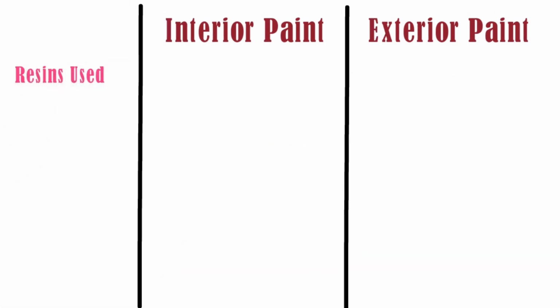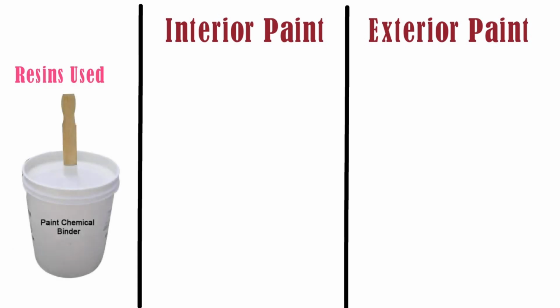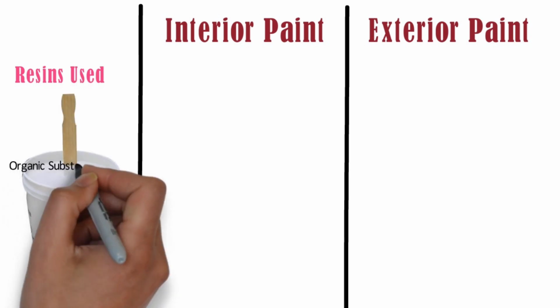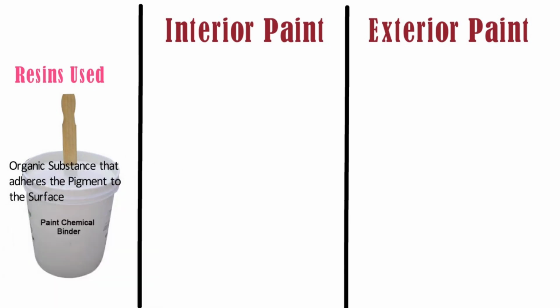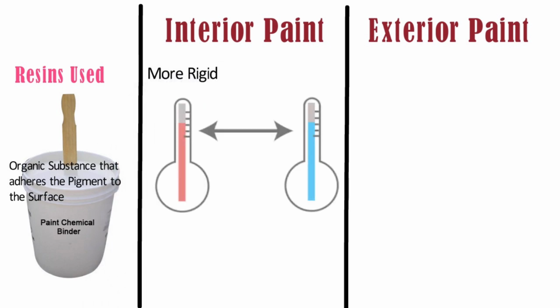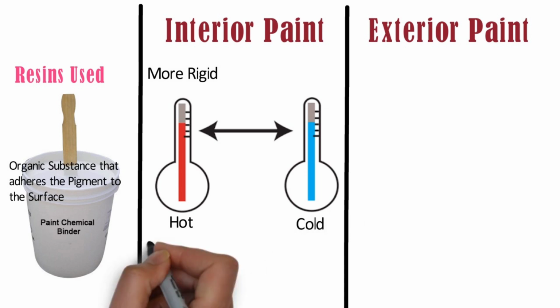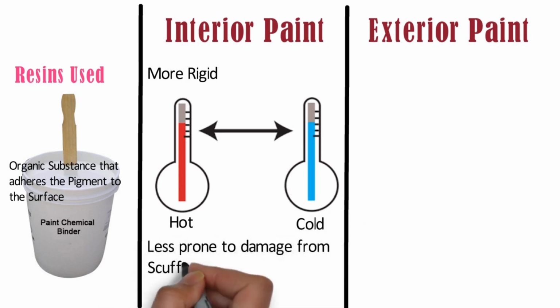Resins used. Resin, which is also known as binder, is an organic substance that adheres the pigment to the surface. The resins used for interior paint are more rigid because the paint does not have to deal with weather and temperature differences like exterior paint. These resins make interior paint less prone to damage from scuffing and easier to clean as well.